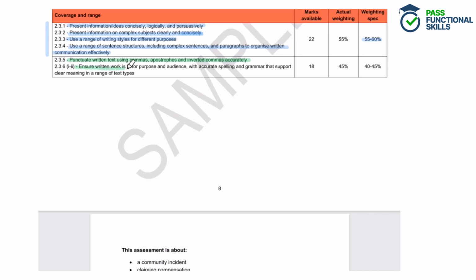We need to ensure that written work is fit for purpose and audience with accurate spelling and grammar that support clear meaning in a range of text types. This means that your writing will need to make sense no matter what the purpose and audience is. Your spelling will also have to be accurate throughout your answers in order to achieve high marks. The weighting for this is 40 to 45% of your exam overall. So make sure that your spelling, punctuation and grammar are well revised so that you'll be prepared in the exam.